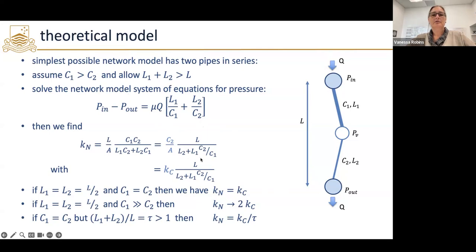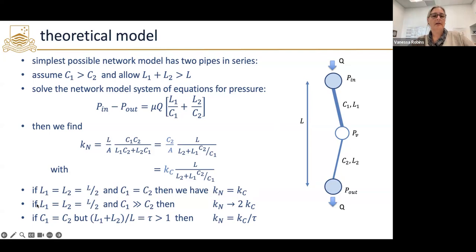And if we just go through a bit more algebraic manipulation, we'll see that the network model of permeability is equal to the min cut permeability times this factor, right? Length over this. So now I can look at some limiting cases. The first one is if the lengths are the same and the capacities are the same, then I've got a single pipe, and so network is the same as min cut permeability.